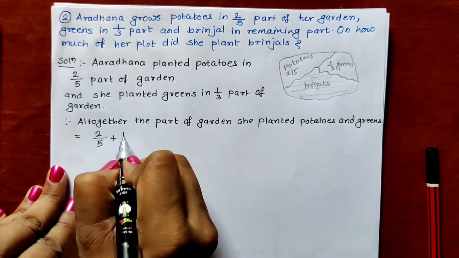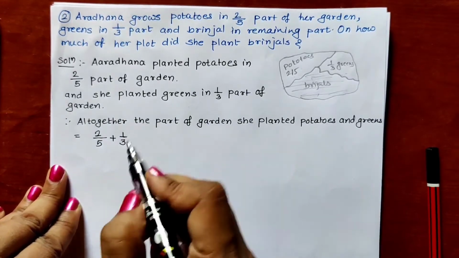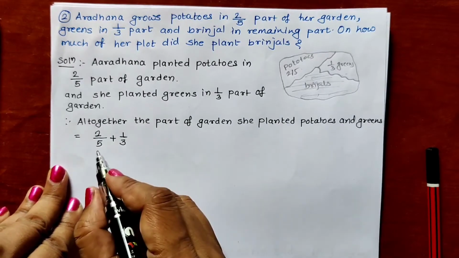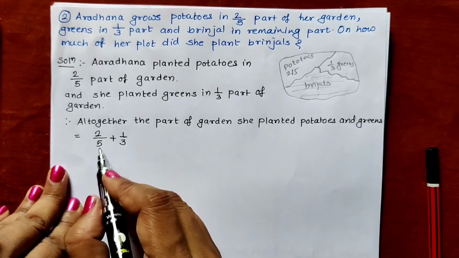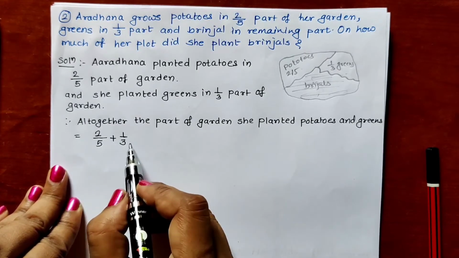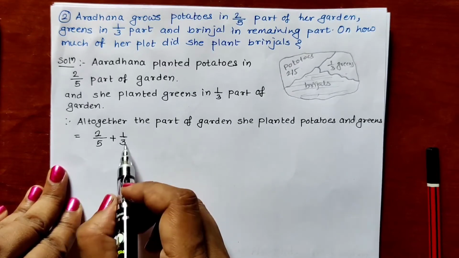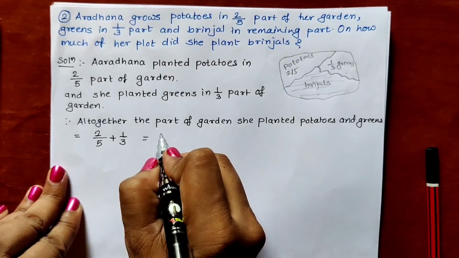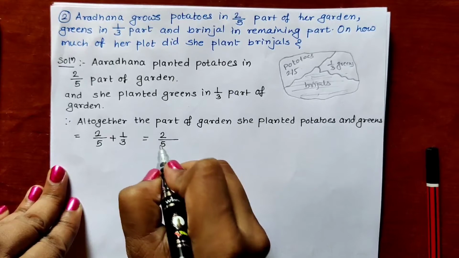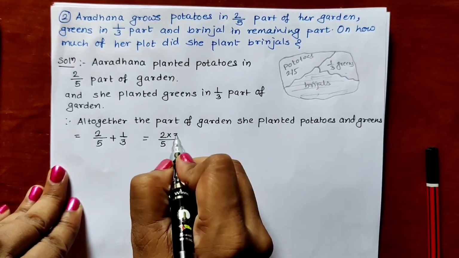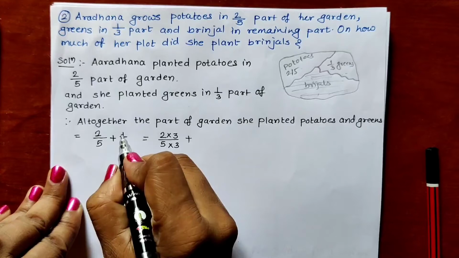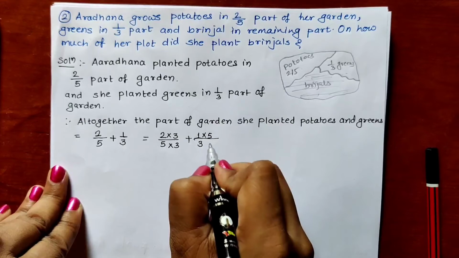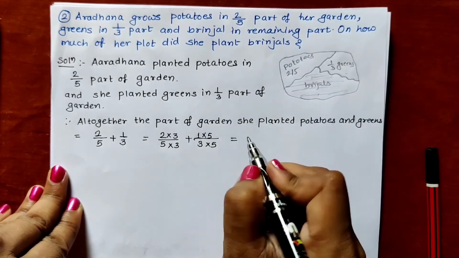2/5 plus 1/3. Now see children, the denominators are not same. We will have to make equal denominators. What should be done to make the equal denominators? We have to multiply 5 by 3 and 3 by 5. So that means first fraction multiply by 3, second fraction multiply by 5. I will be doing horizontally. First fraction multiply by 3, 2 into 3, 5 into 3, plus second fraction multiply by 5, 1/3, 1 multiply by 5, 3 multiply by 5. We will be getting the equal denominators.